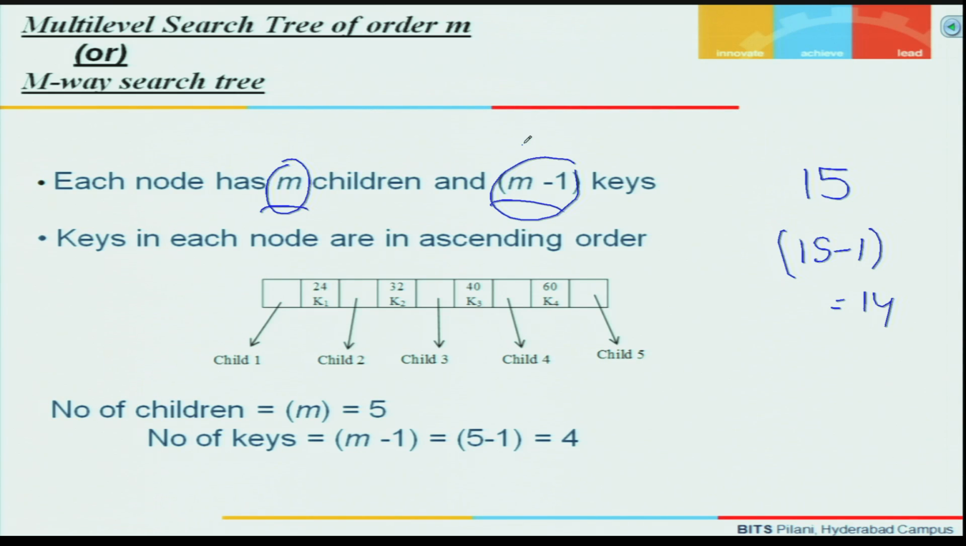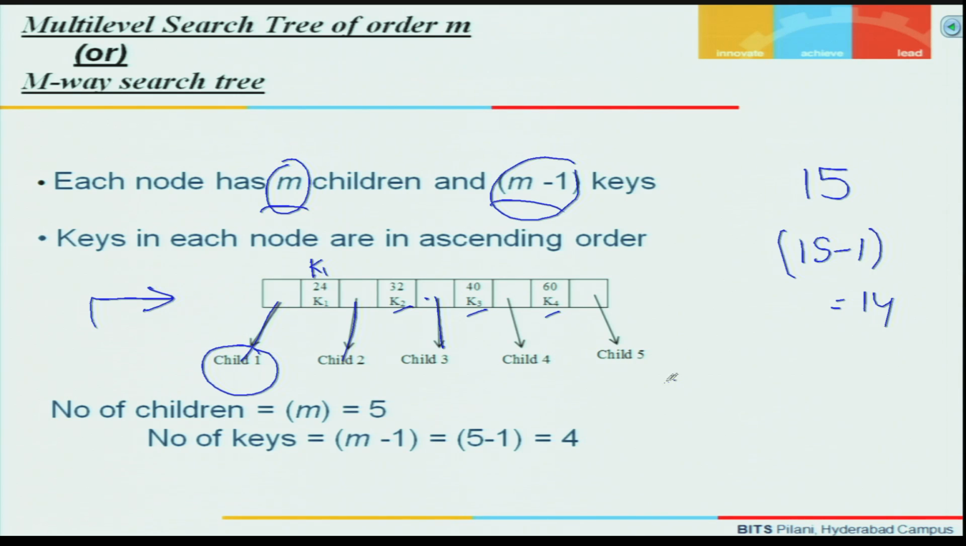Keys in each node are in a particular ascending order. If you look at this, the node structure looks like this, and this is the pointer to the child, and this is the next pointer to the child, and so on. Each of these pointers points to a subtree, or some other child node of the tree. Now these are the keys: key 1, key 2, key 3 and then key 4.